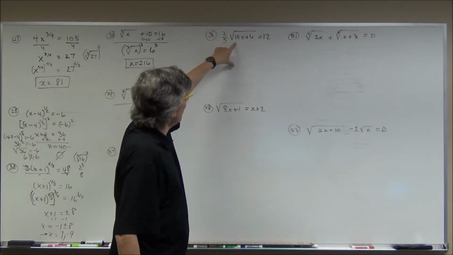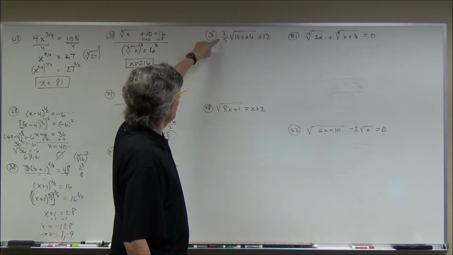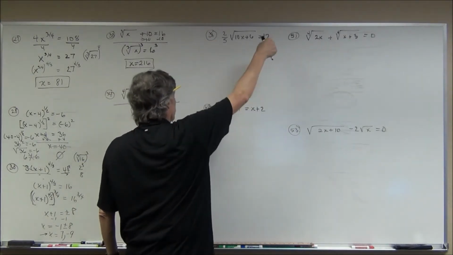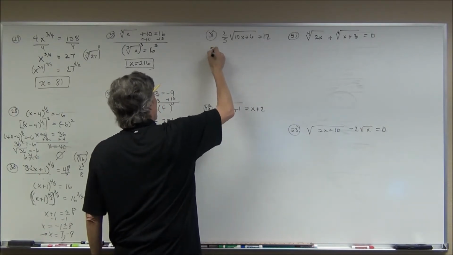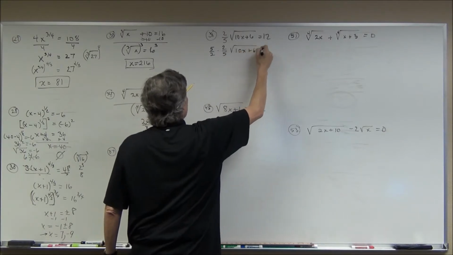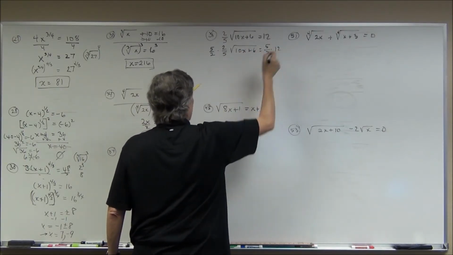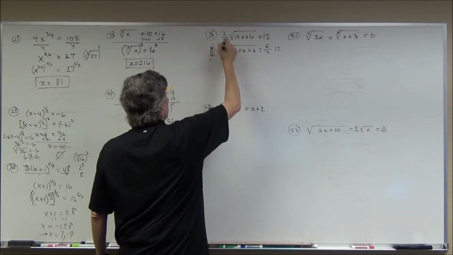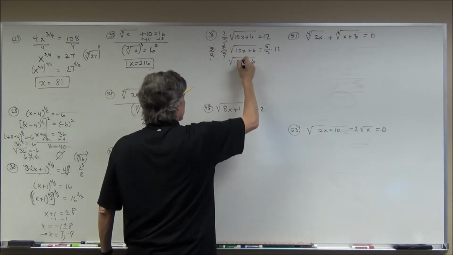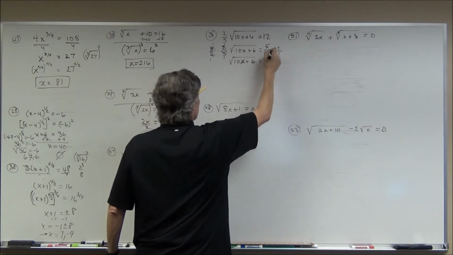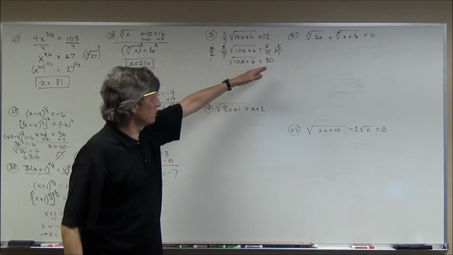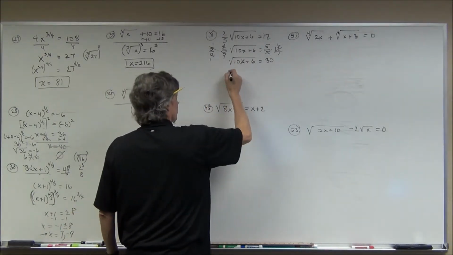This is a 2/5 times the radical. I'm going to multiply by the reciprocal to undo multiplying by 2/5. I mean, I could divide by 2/5, but that's invert and multiply anyway. So 5 halves times 2/5 times the square root of 10x plus 6, and 5 halves times 12. So that's just 1. I get the square root of 10x plus 6 is equal to 30.